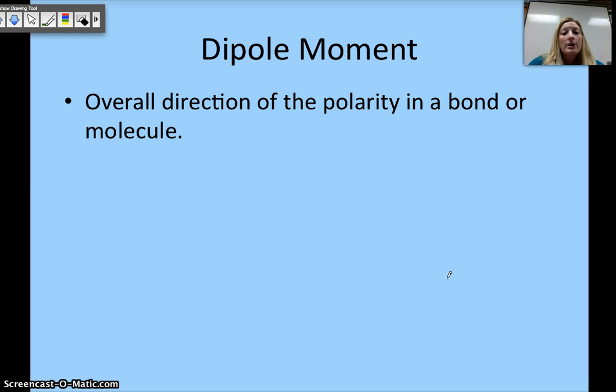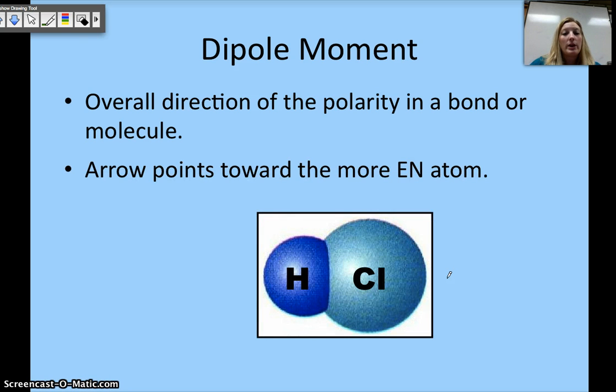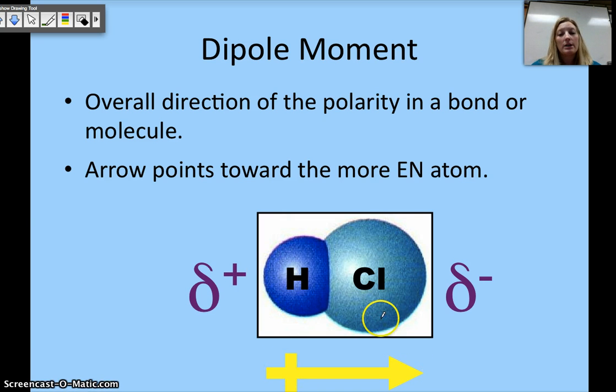So the overall direction of the polarity in a bond or molecule is called the dipole moment. And we can show this with what I've been drawing in here, just an arrow pointing towards the more electronegative atom. So overall, the polar bond is towards the chlorine, or the dipole moment is towards the chlorine.